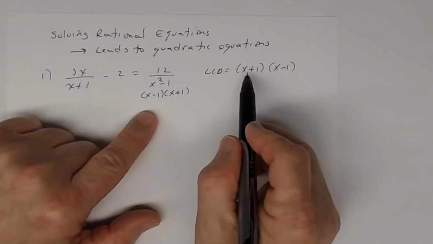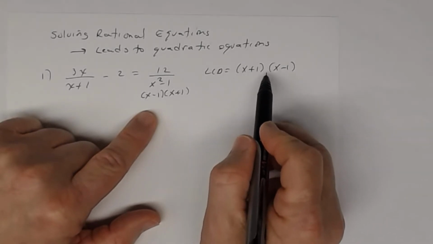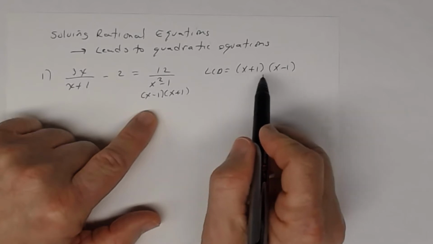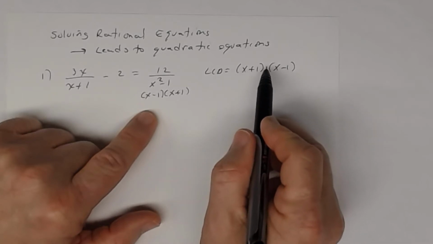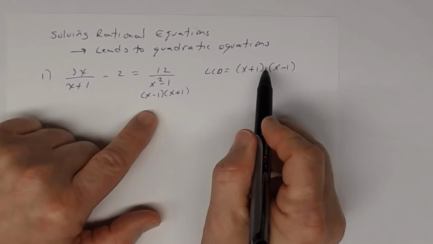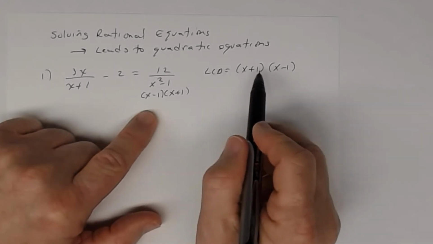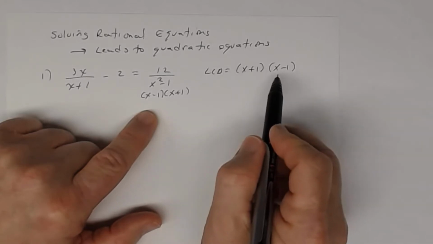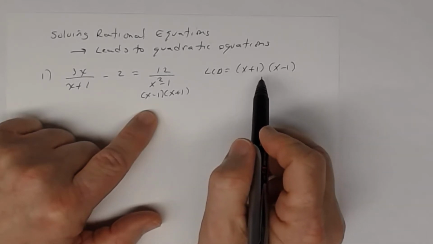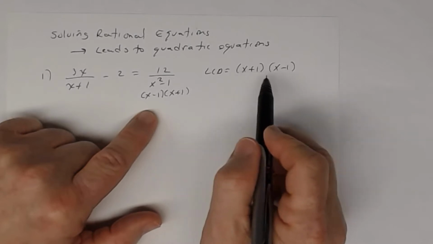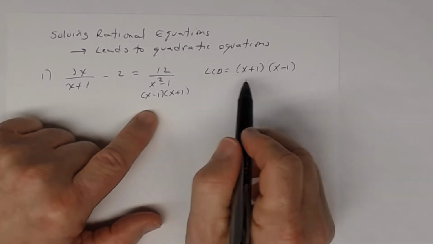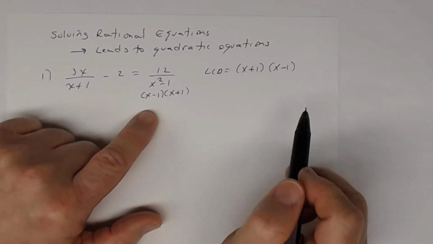Remember, don't put a comma here. Some of you have a habit of putting a comma. LCDs are not separated by commas. The factors are separated by the multiplication symbol. So don't separate the factors of the LCD by commas. That's not indicating what the least common denominator is. The least common denominator is a product of all your factors.